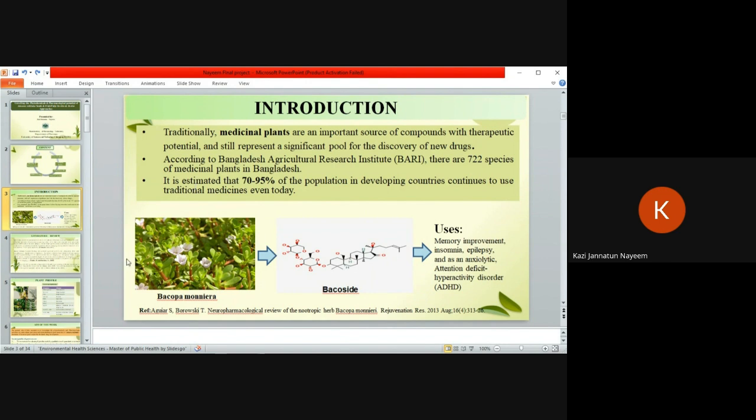One of the medicinal plants I mentioned is Bacopa monnieri. One of its medicinal constituents is bacoside. Other constituents remain in this plant, but I only described and mentioned this compound, bacoside. It is generally used for memory improvement, insomnia, epilepsy, and as an anxiolytic, and for attention deficit hyperactivity disorder. The short term we use is ADHD.